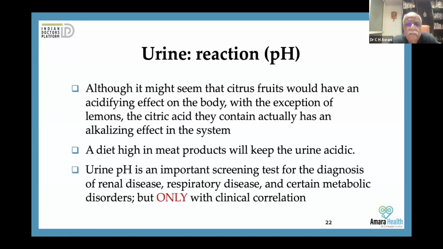Urine pH is a very important screening test for the diagnosis of renal disease, respiratory disease, and certain metabolic disorders, but only with clinical correlation. It can guide you, but it cannot give you a pinpoint diagnosis. So as I already mentioned twice, a patient of COPD, a patient of uncontrolled diabetes, with this, suspect this. So always, now, all of you, please think when you look at a urine report, do you look at the pH or not?